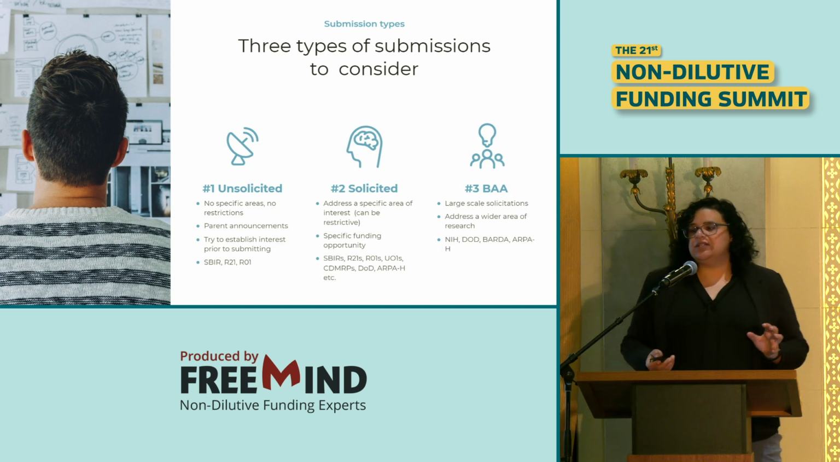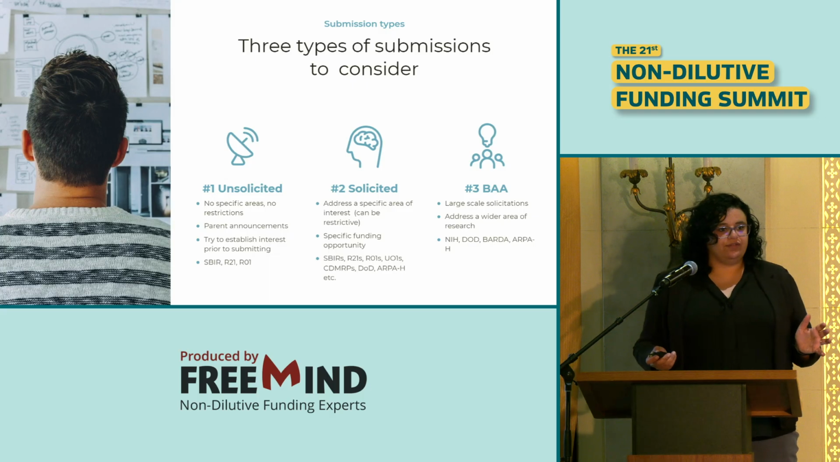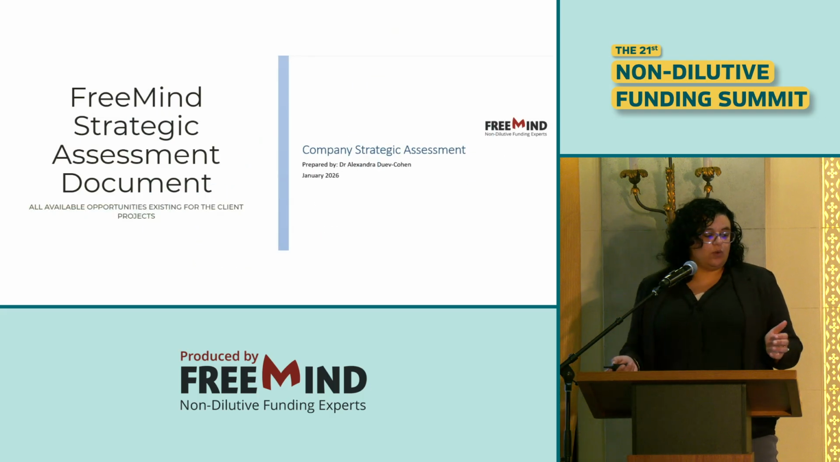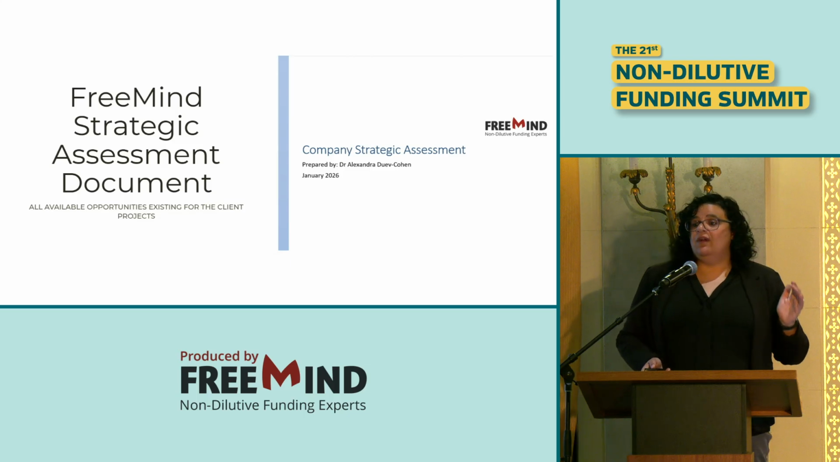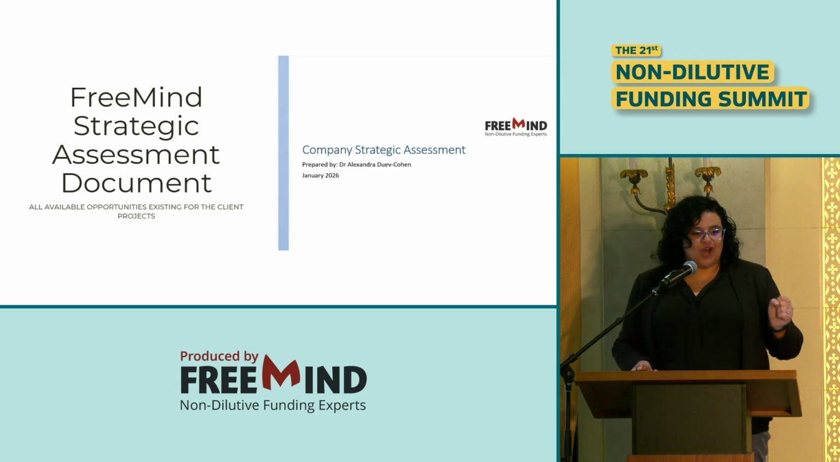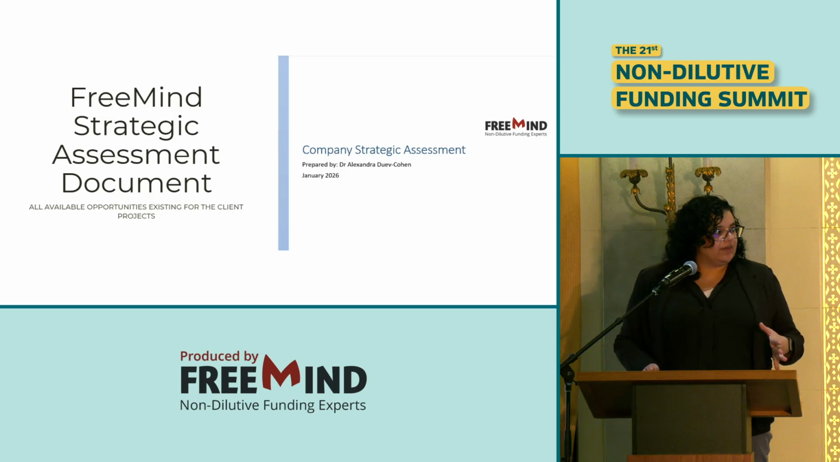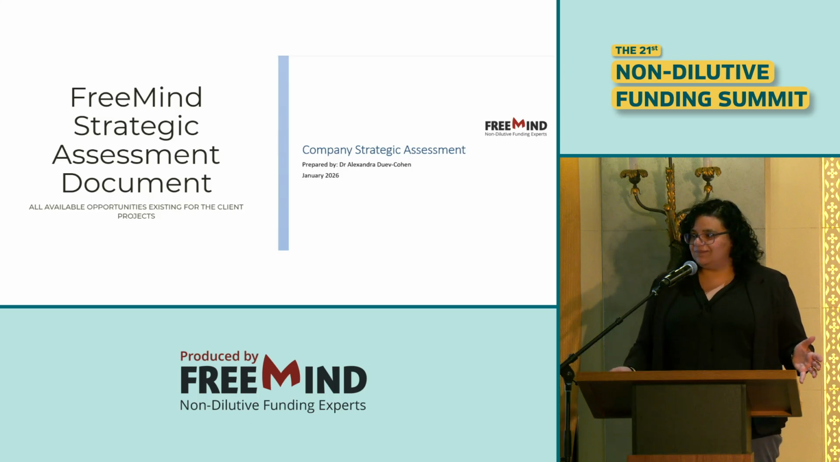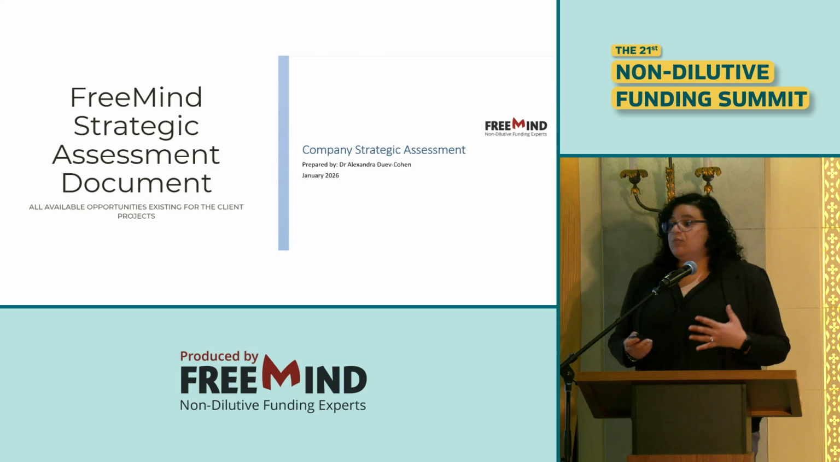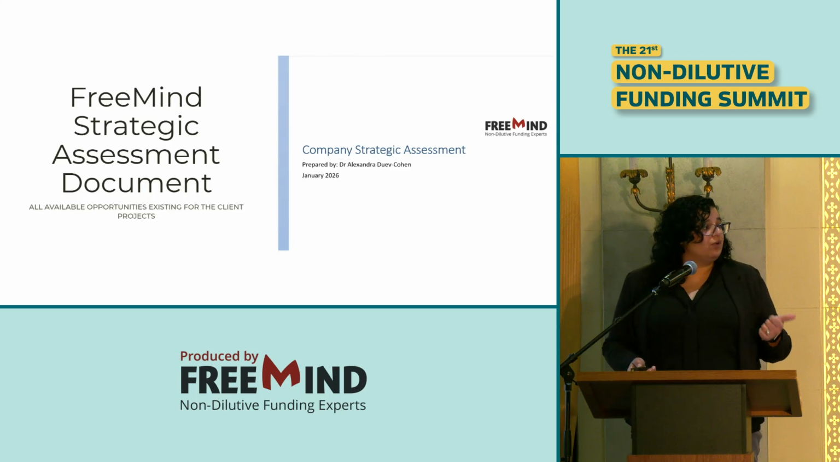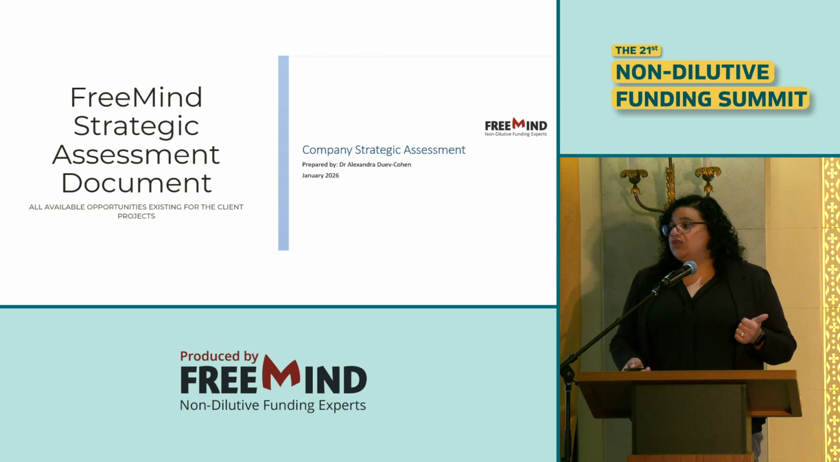So once we understand all the choices we have, we compile a list that is called the strategic assessment. It's usually a very large document where we put all the information of the solicitations that are relevant to all the projects. And it can be very overwhelming. So once we have that, we go over it with the client. And then we have to understand very important things. What are the priorities? What are the projects that you want to fund first, but also what are the deadlines?